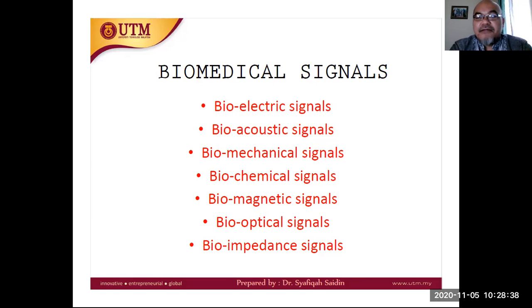Then biomagnetic signals, I've mentioned some examples like MRI, but there is other instrumentation also that aims at acquiring or manipulating the signal. Then by optical signal, this one I haven't mentioned, but you may have heard about plethysmography. Plethysmography is a device usually attached to the finger that can measure the SpO2, the oxygen level inside our blood.